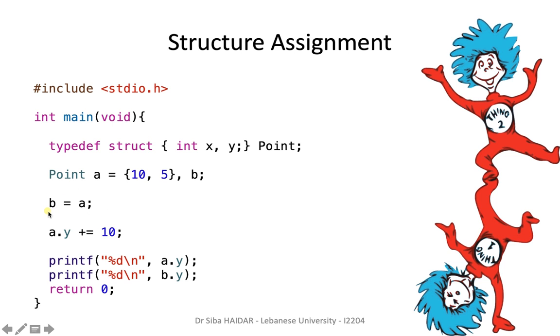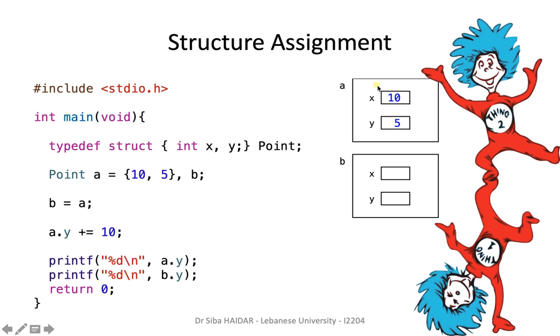We can later assign the value of a to b by writing b equal a, and this is the purpose of our slide now. So let us see. If I declare points a and b, I have in the memory my two structures a and b, with a initialized and b uninitialized. If I say b equal a, it means I copy the values from here and paste them here. There is no pointer here, there is a copy-paste operation. So b's fields will receive the same thing as a's fields.